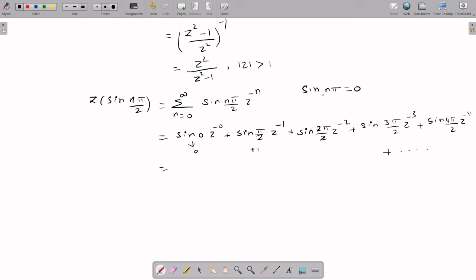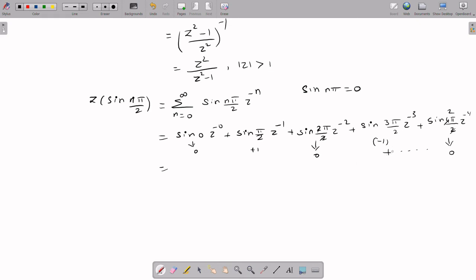Sin pi, sin 2 pi, sin 3 pi, sin 4 pi, all the values are 0. So sin pi becomes 0, and this one is sin 2 pi, which is also equal to 0. Then this value is plus 1, and here sin 3 pi by 2 is minus 1, plus etc.